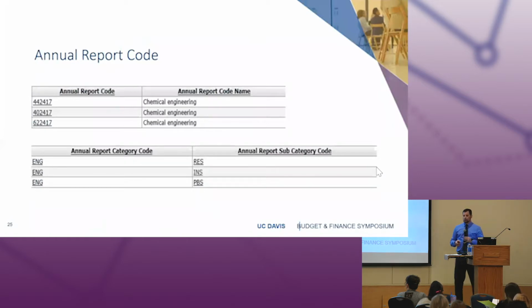Over the years, what we've come to realize is that we have extra annual report codes that we don't really need. We have extra UC accounts that we don't really need. So part of our cleanup effort going toward the new chart of accounts is to work with departments to clean this kind of stuff up. Now this one's pretty straightforward, but not all of them are. And so we're gonna be working on that effort.